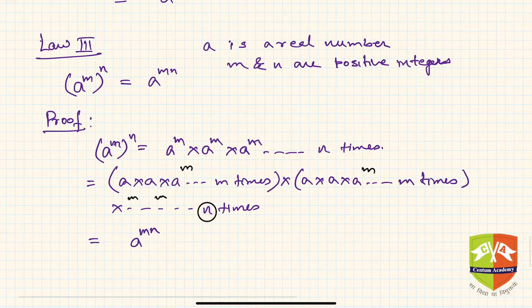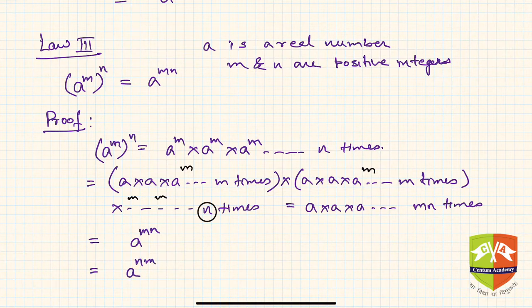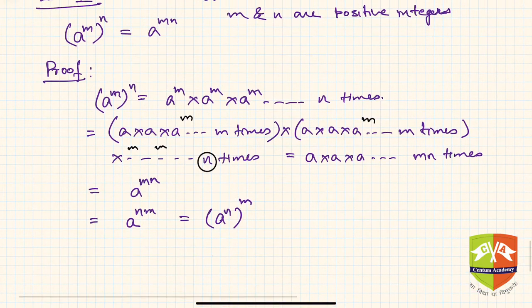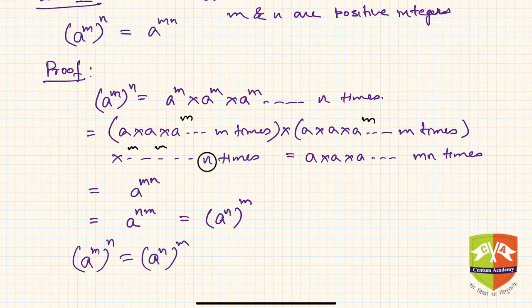Because this is a into a, how many times? mn times, isn't it? Now, interestingly, a to the power mn can also be written as a to the power nm, because multiplication is commutative, so m into n is equal to n into m. So the same thing can be written as a to the power n to the power m. So what do we learn? a to the power m whole to the power n is equal to a to the power n whole to the power m is equal to a to the power mn.